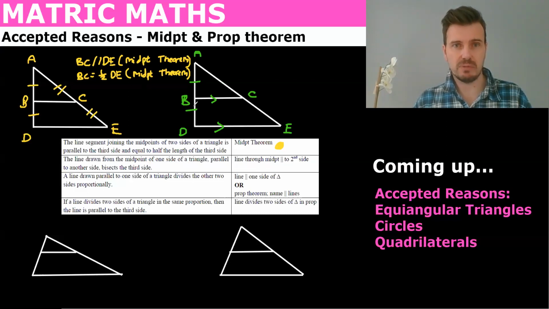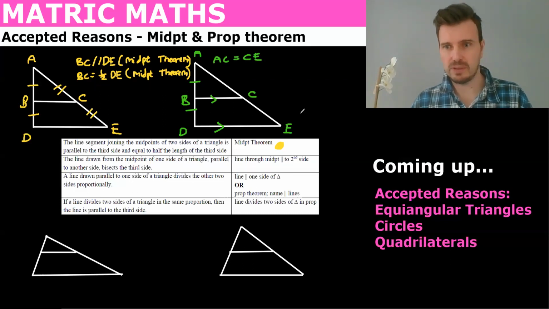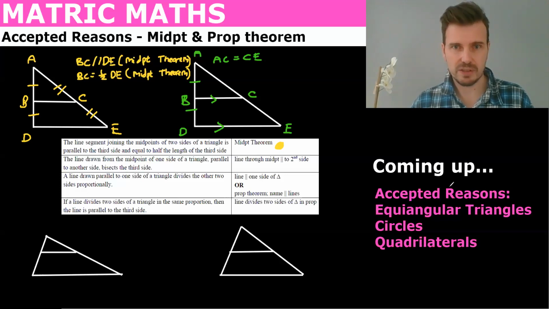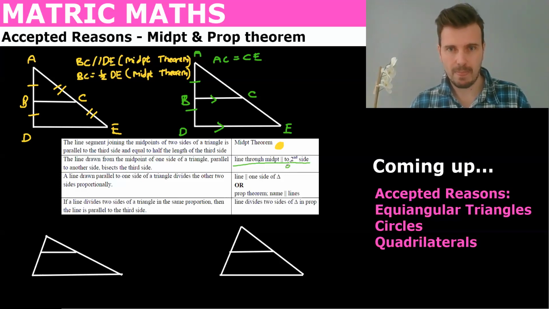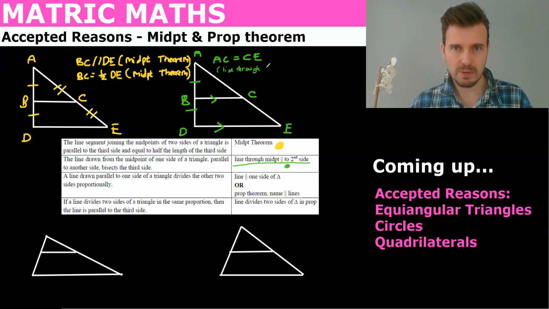So we see line through midpoint is BC parallel to the second side is the reason you could say that AC is equal to CE. So you would say, from this, you could say AC equals CE. And I'm going to do this small because we don't have much space. This reason here. Okay, so it would be line through midpoint parallel to second side.